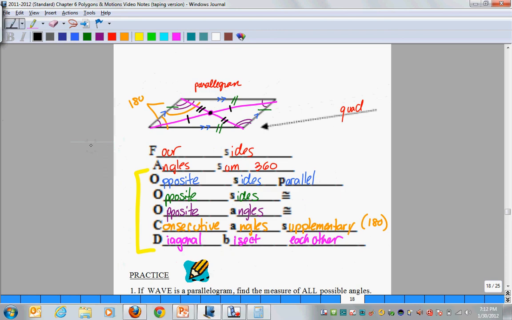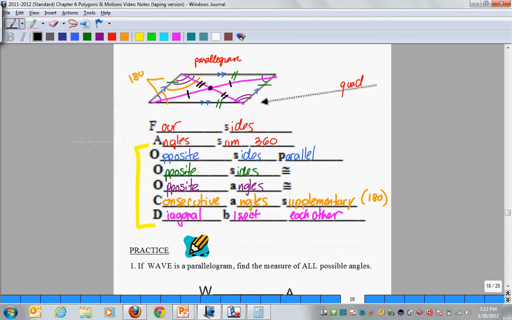A quick way to remember these, think OCD. Opposite, opposite, opposite, consecutive, diagonal. Say it with me. Opposite, opposite, opposite, consecutive, diagonal.